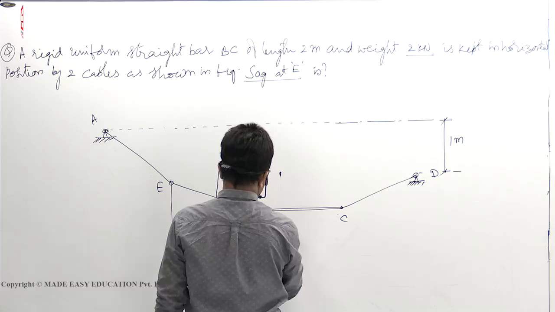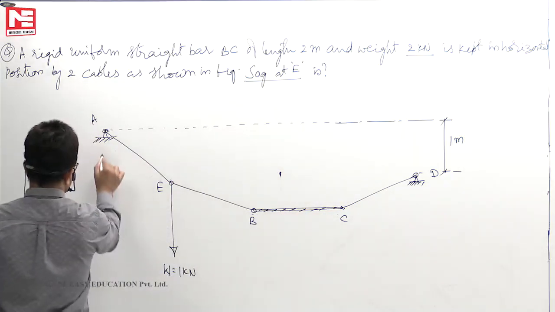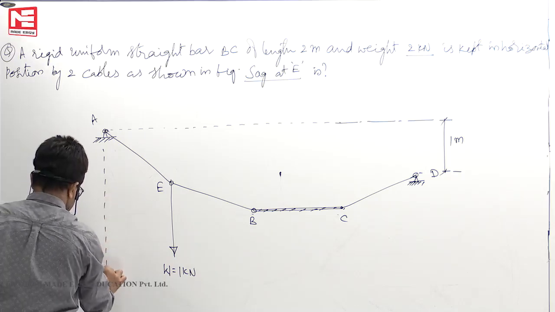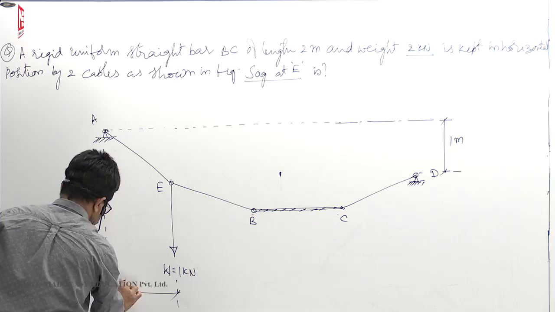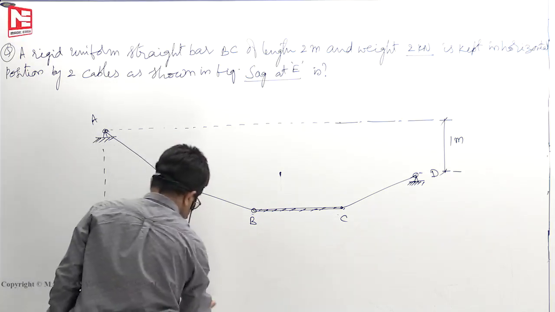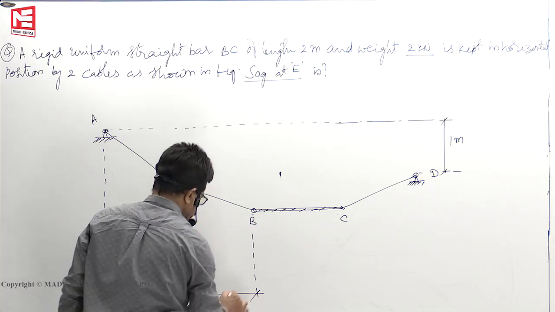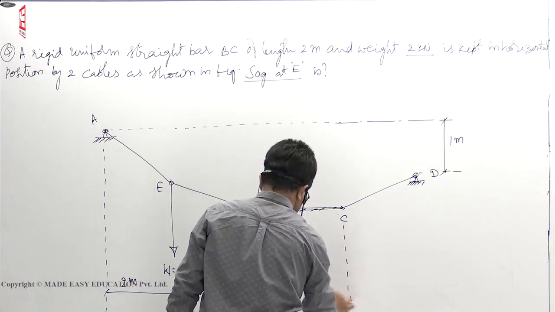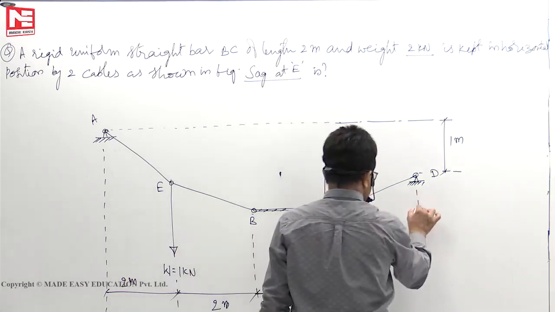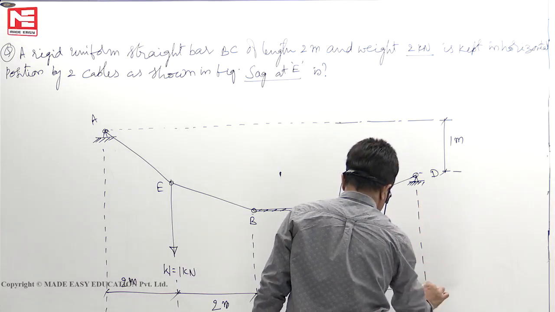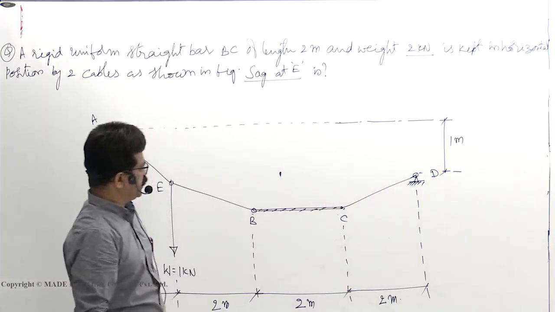Now this is in the horizontal position. This is the rigid uniform straight bar. From here to here, this distance is 2 meters. This is also 2 meters. This is also 2 meters. This is the problem they have given.